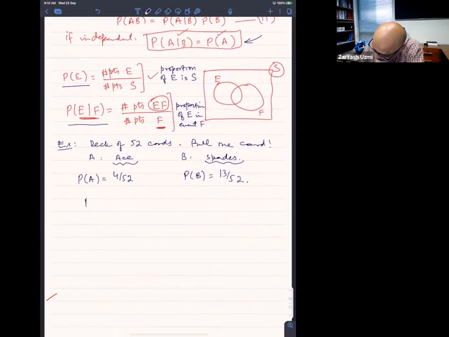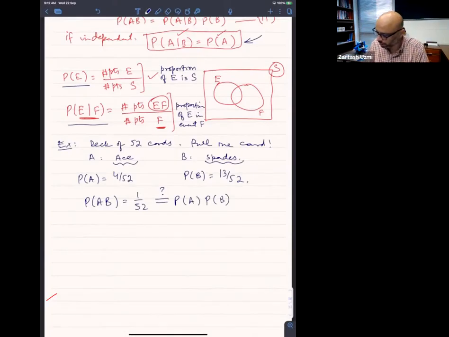What is the probability of A and B together? You picked one card and got the ace of spades. There is only one ace of spades. What is the probability of A and B together? Answers in the chat window. It is 1 out of 52. Is this equal to the probability of A multiplied by the probability of B? Yes or no? Yes, they are equal.